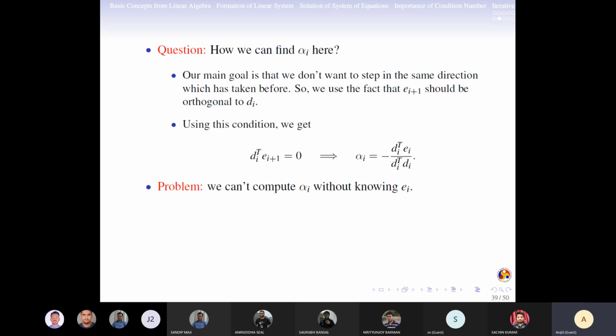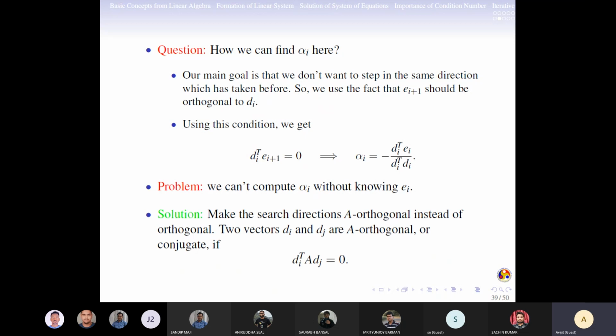So you have to remove ei from here, because unless you know ei, you can't compute alpha, but you have to compute alpha i first, then you will get ei. Okay, so what can be the solution? The solution is that we have stated that ei plus 1 should be orthogonal to di.